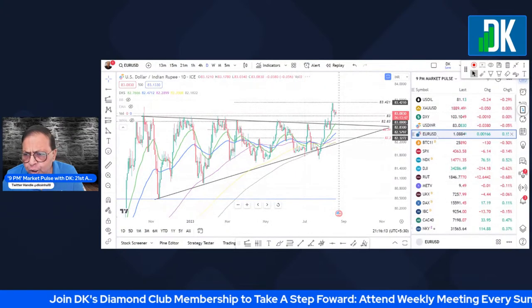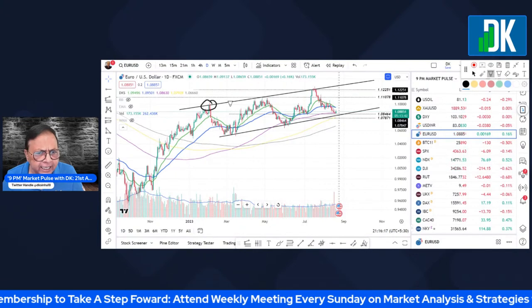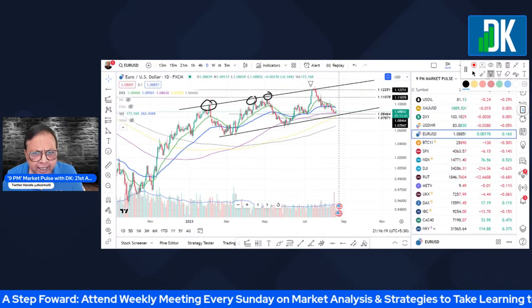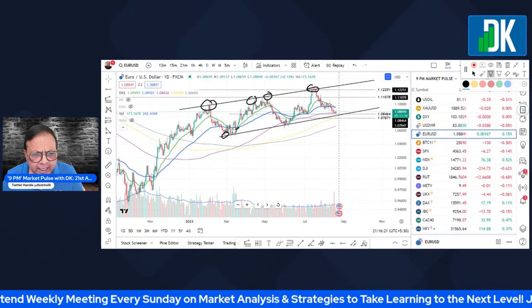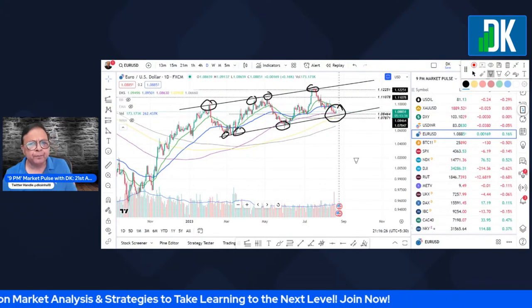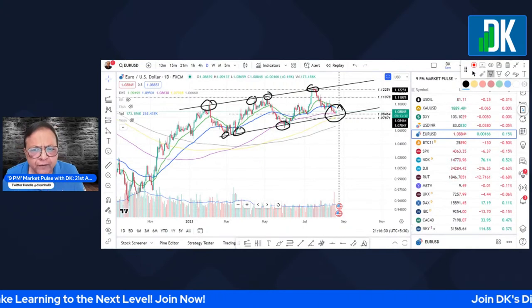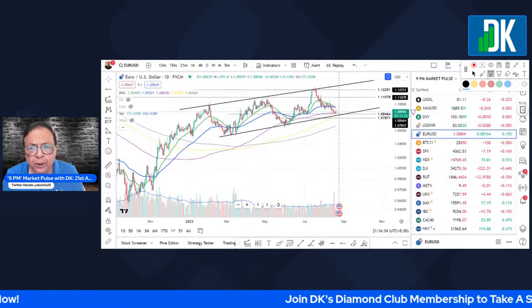Now let us go to the Euro USD currency pair. Can we see this currency pair is trading in a rising price channel? Price is taking resistance and price is taking support on the lower fiber. Now currently the price has come quite in the vicinity of the lower fiber, which is a confluence of SMA 144 as well. So there is a loss of momentum on downside.